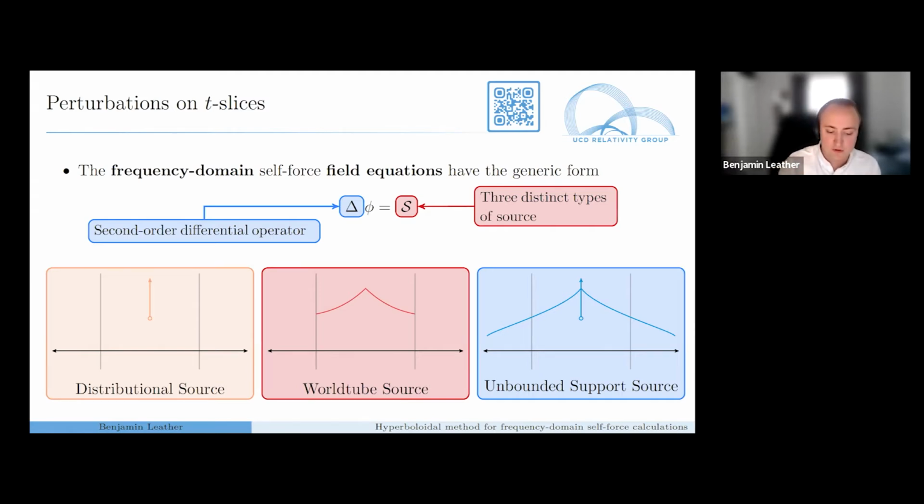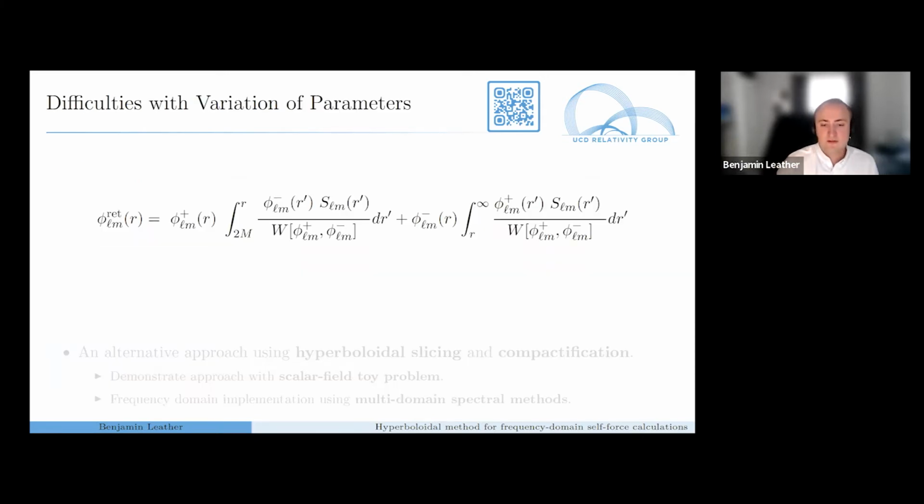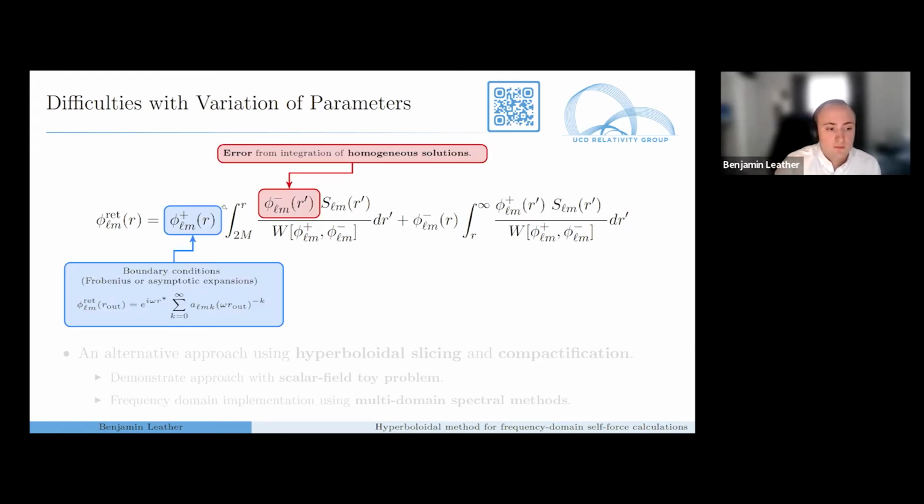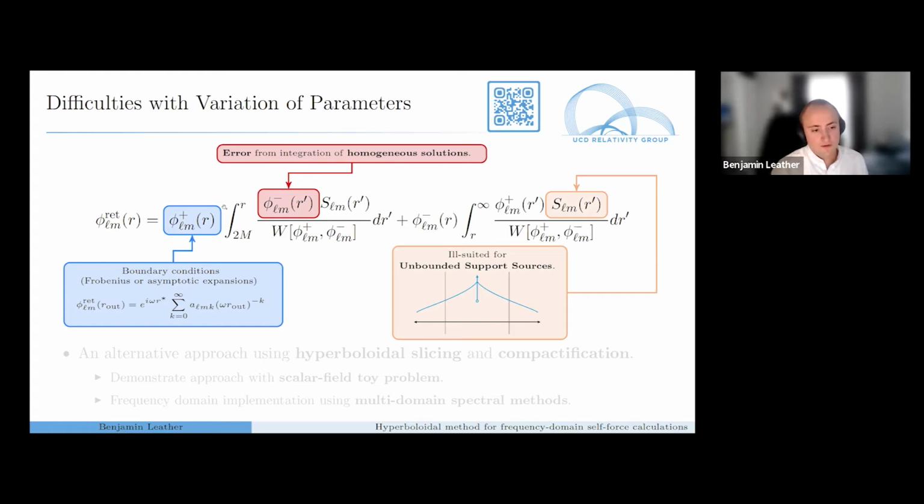So the long established approach for obtaining solutions for each Fourier mode, whether at first or second order, is through the Green's function method of variation of parameters, as shown here for a single scalar field. So you construct an appropriate basis of homogeneous solutions and then integrate these against appropriate source terms to construct your inhomogeneous solution. So this has been quite instrumental in previous frequency domain calculations, but it does have some drawbacks. First of all, the boundary conditions are fairly straightforward to compute from Frobenius or asymptotic series expansions, but actually deriving them is quite tedious.